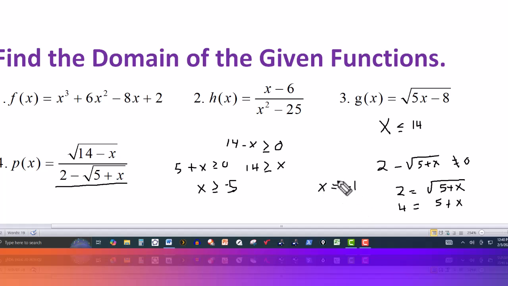So we have to restrict this, because that's going to make the denominator 0. Put a negative 1 where the x is: 5 plus negative 1 is 4. The square root of 4 is 2. 2 minus 2 is 0. So this one has to be restricted.